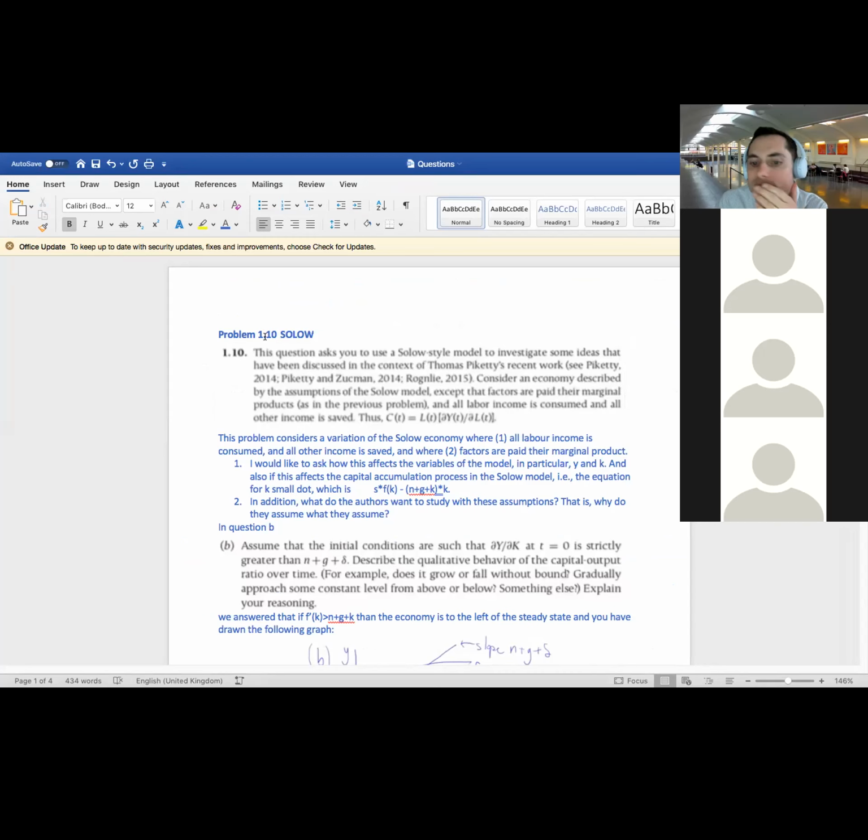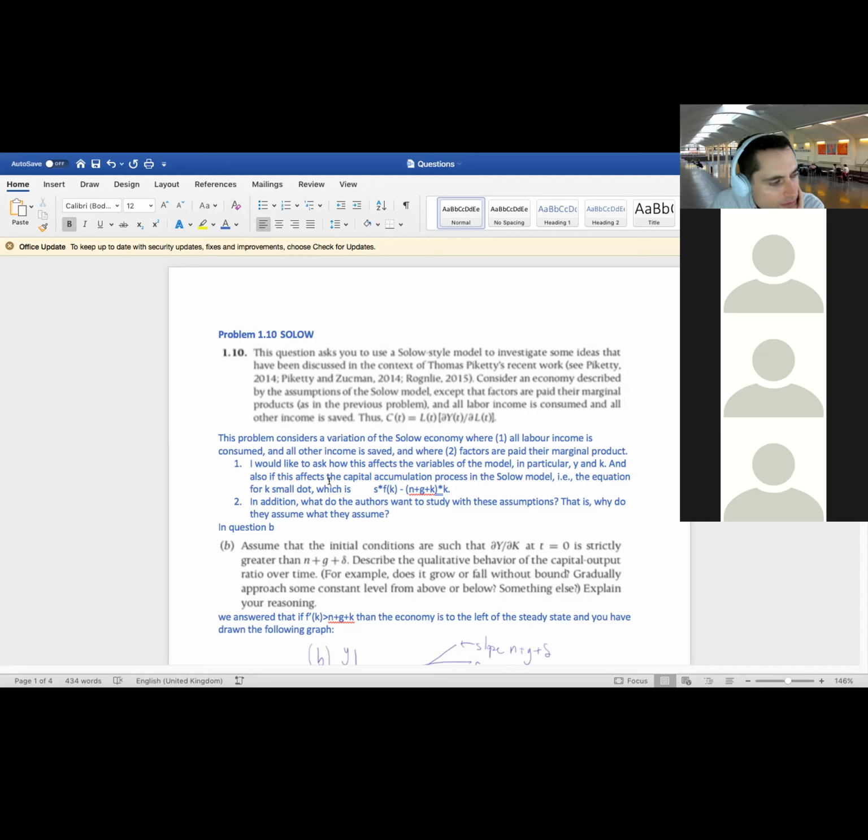So about the first problem on Solow, this is the problem that I have understood the least. So here there are new assumptions in these problems, and I would like to ask how this affects the Solow model. So what are the consequences of these assumptions? We have to assume that all labor income is consumed and all other income is saved, and that factors are paid their marginal product.